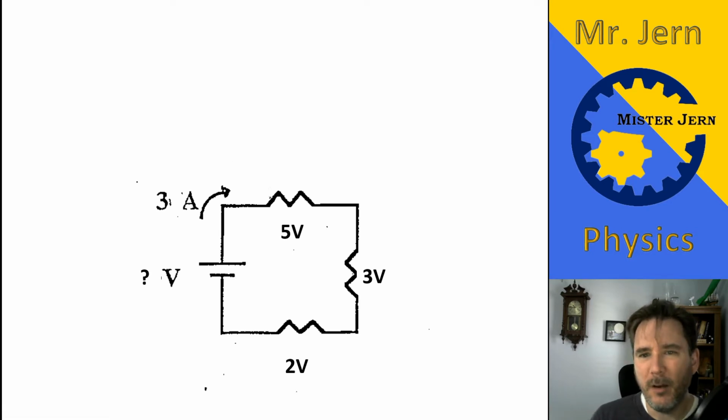So right now I have a familiar looking circuit. It is a series circuit, and we have 3 amps going this way around the circuit. The resistor here, if you measure the potential difference across it, is 5 volts. This resistor, the potential difference or voltage is 3 volts, and the voltage at this resistor is only 2. So the question is, what is the total voltage?